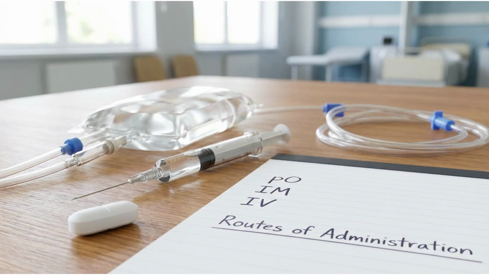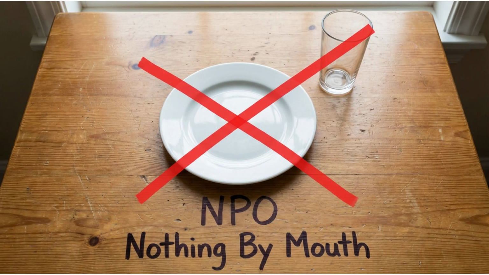Routes of administration are specified by PO for oral delivery, IM for intramuscular injections, and IV for intravenous access. Correctly identifying the route is paramount to patient safety, as the same medication may have different concentrations or effects depending on whether it is swallowed, injected into muscle, or delivered intravenously.